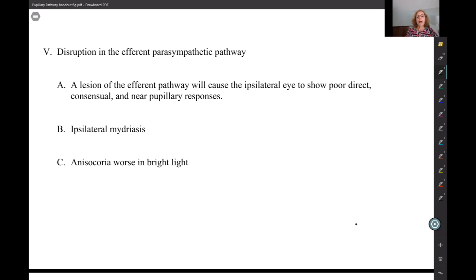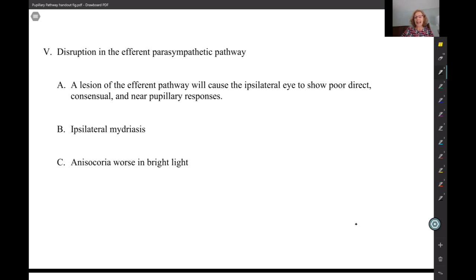There will be ipsilateral mydriasis, so you have a dilated pupil on the involved side, and you will have anisocoria that's worse in bright light. Remember that an afferent defect will not cause anisocoria. An efferent defect will cause anisocoria.